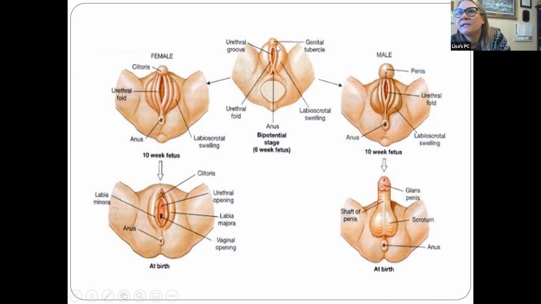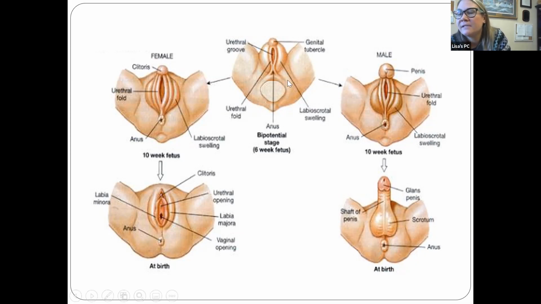And so if the signals are all there to go male, then the genital tubercle becomes the glans of the penis. The labioscrotal swellings fuse posteriorly to become the scrotum. The urethral folds fuse circumferentially to become the shaft of the phallus. And then the urethral groove in the middle is the penile urethra.